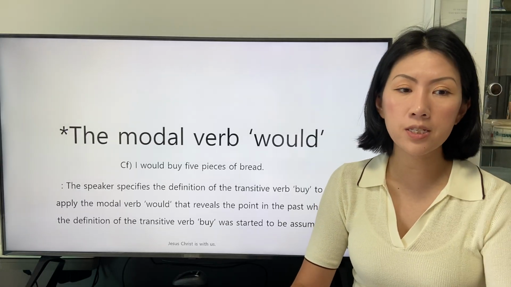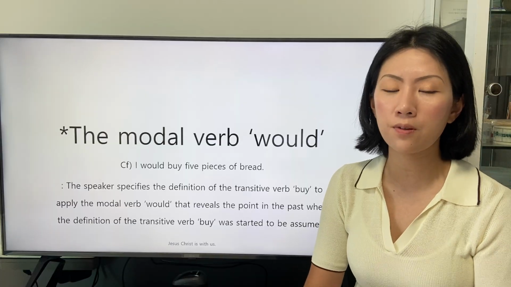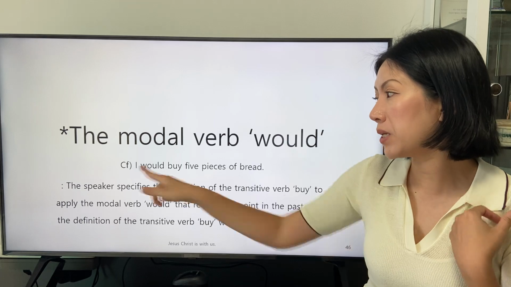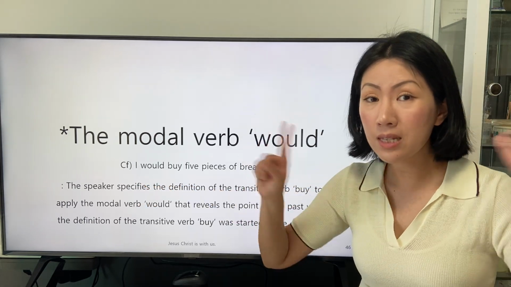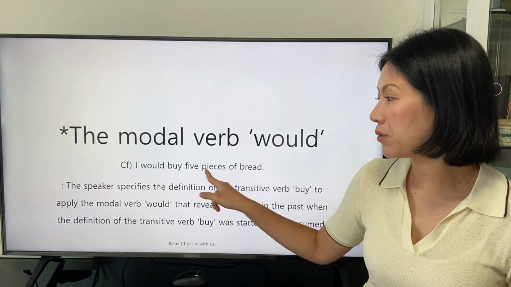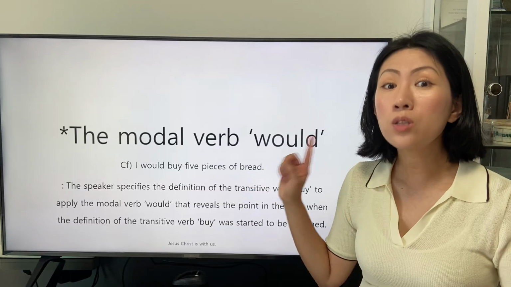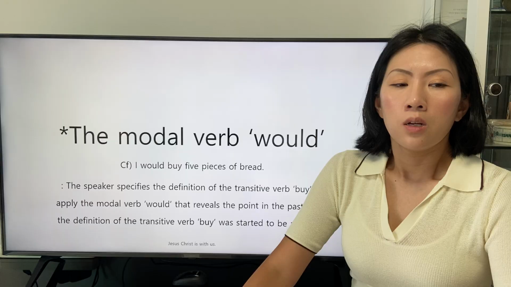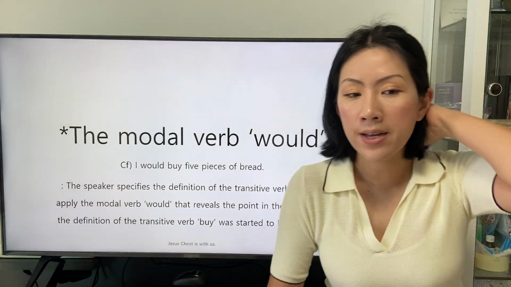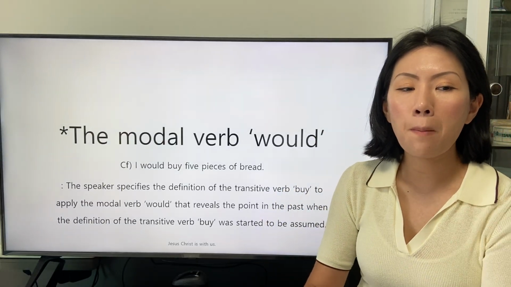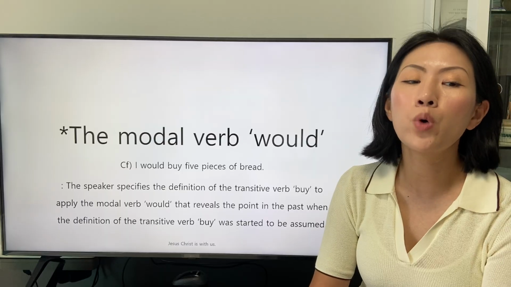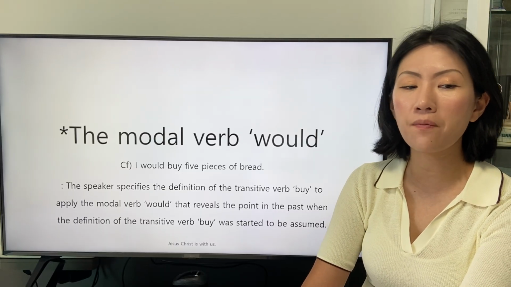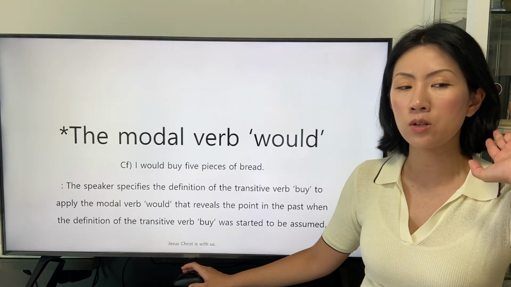There's a conference. I would buy 5 pieces of bread. The point is that the truth is that the speaker as the subject didn't buy 5 pieces of bread. So we can say that this is an assumption. The speaker specifies the definition of the transitive verb buy by applying the modal verb would that reveals the point in the past when the definition of the transitive verb buy was started to be assumed.